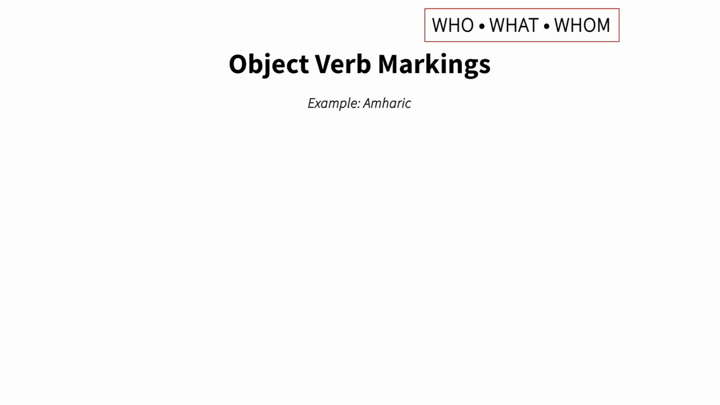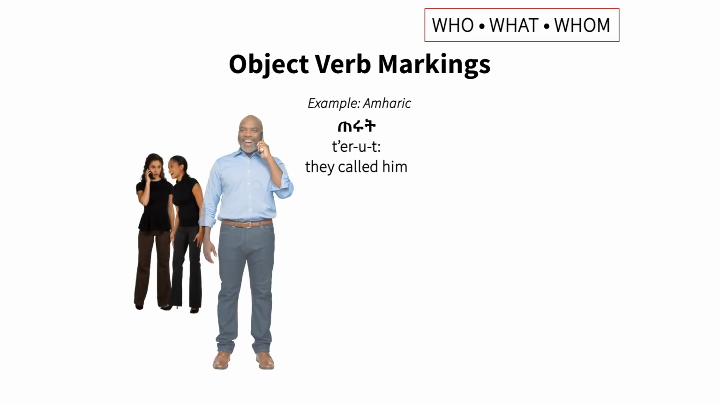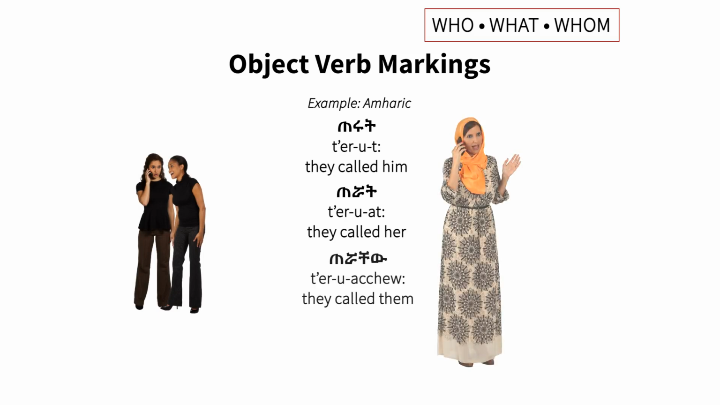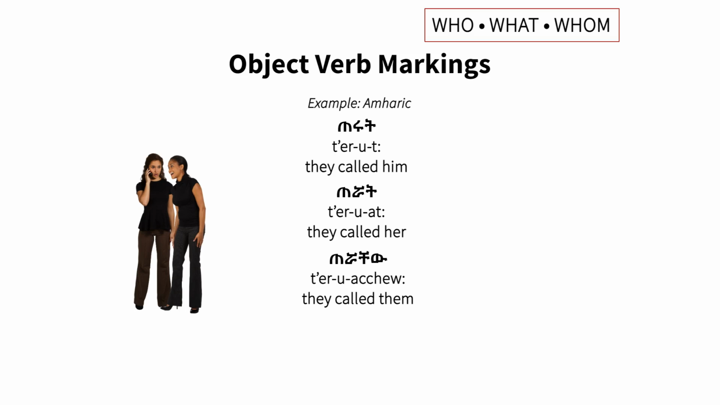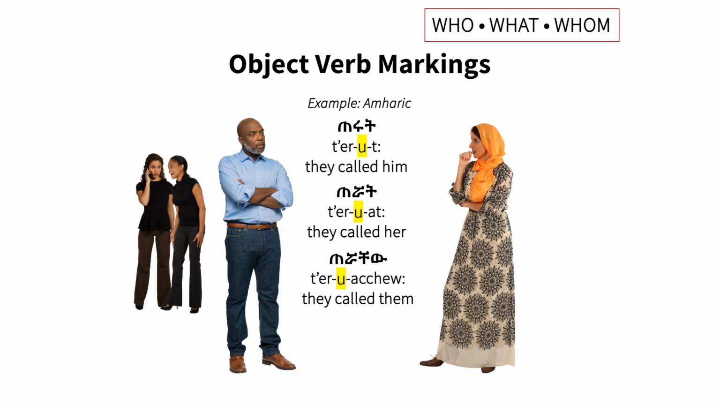In some languages, the object may be marked on the verb as well. In Amharic, both subject and object are marked. Terut means they called him. Teruat means they called her. And teruacho means they called them. The u in these examples means that they are doing the calling, and the t, at, and acho show who is being called.